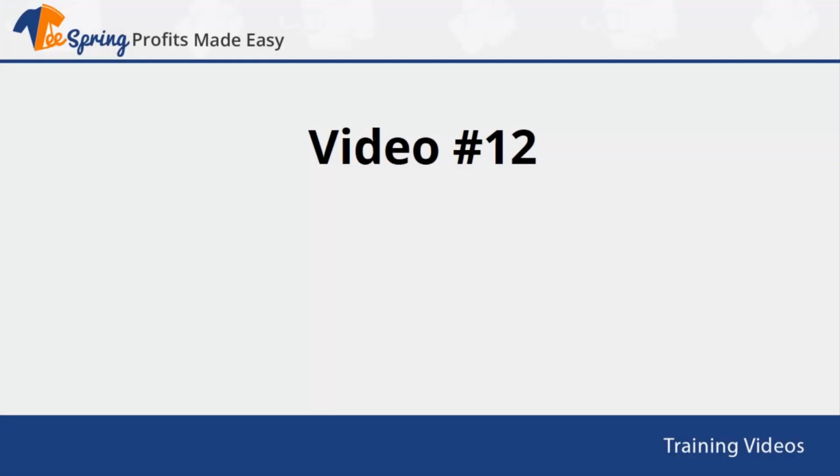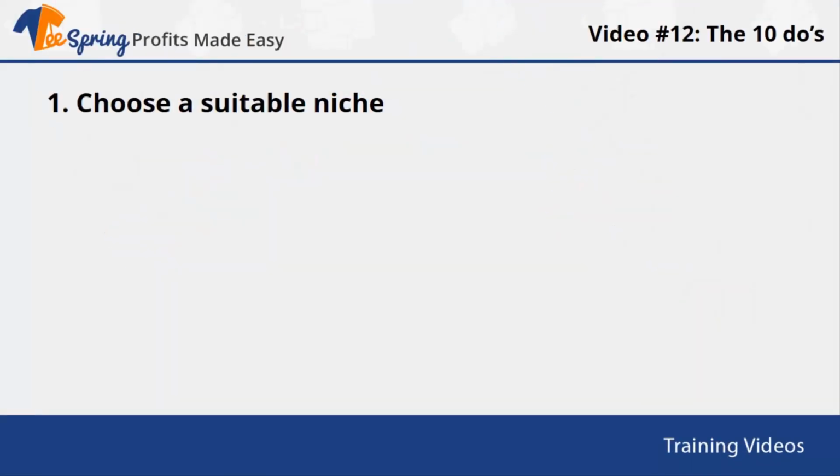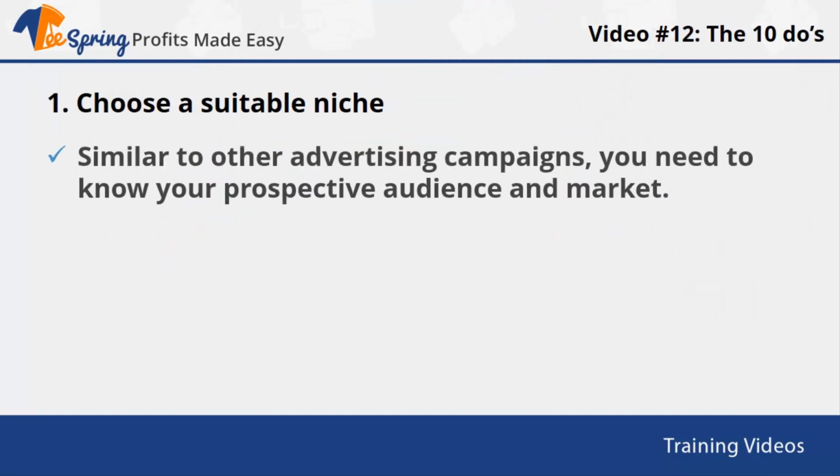Video number 12. The 10 do's you have to apply in your Teespring marketing. 1. Choose a suitable niche. Similar to other advertising campaigns, you need to know your prospective audience and market. The more research you do to discover a suitable market, the better prospective audience you will get.